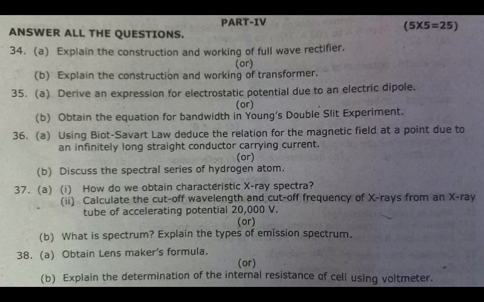Question number 37. A. First part. How do we obtain characteristic X-ray spectra? Second part. Calculate the cutoff wavelength and cutoff frequency of X-rays from an X-ray tube of accelerating potential 20,000 volt. Or 37 B question. What is spectrum? Explain the types of emission spectrum.